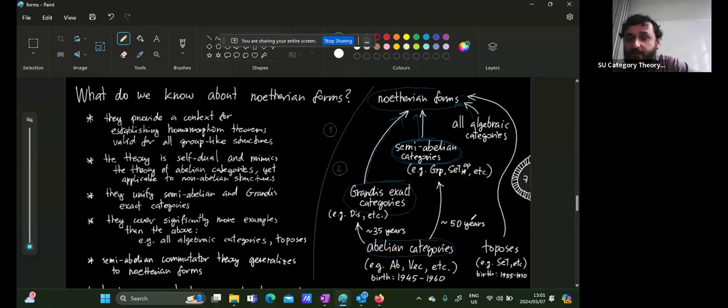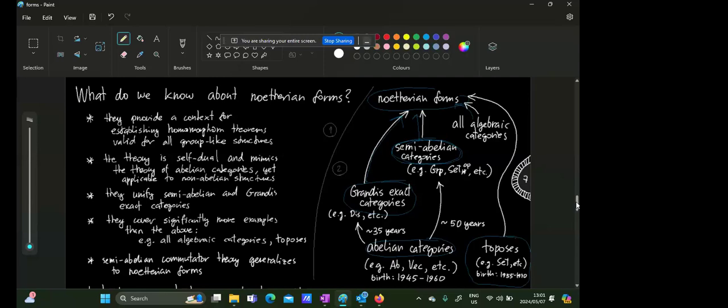But moreover, because any algebraic category is good, also the category of sets is good, and because sets is good, all toposes are good by the embedding theorem for toposes. So actually, Noetherian forms also bring together abelian categories and toposes, which is exciting because originally abelian categories and toposes were the most important categories studied in category theory in the beginning.